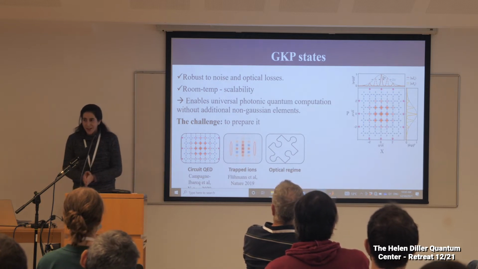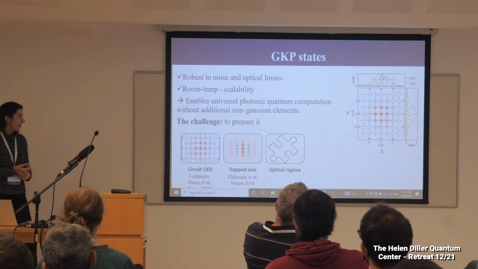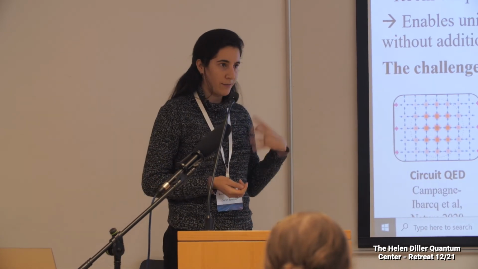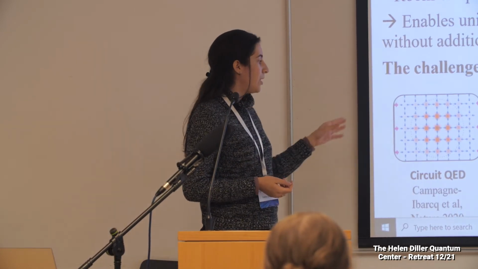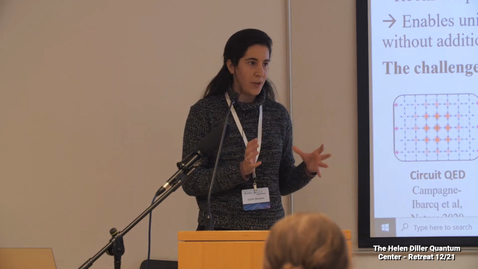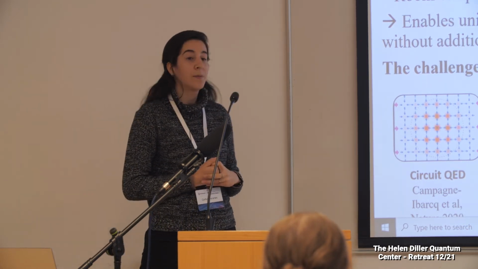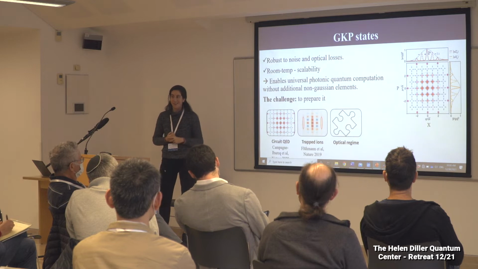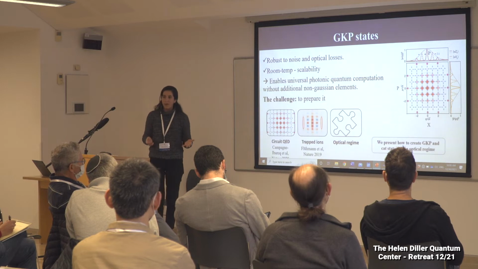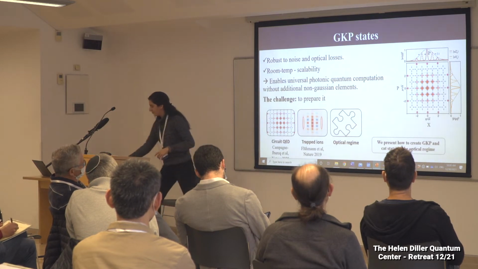But the big challenge today is to prepare this qubit, to prepare this state. There has been experimental demonstration of how to prepare it in circuit QED and in trapped ions, but those are limited to the gigahertz range. And there is no experimental demonstration in the optical range. So this is still a puzzle. And this is what I want to talk with you about. We have a proposal for how to create GKP states and CAT states in the optical regime.